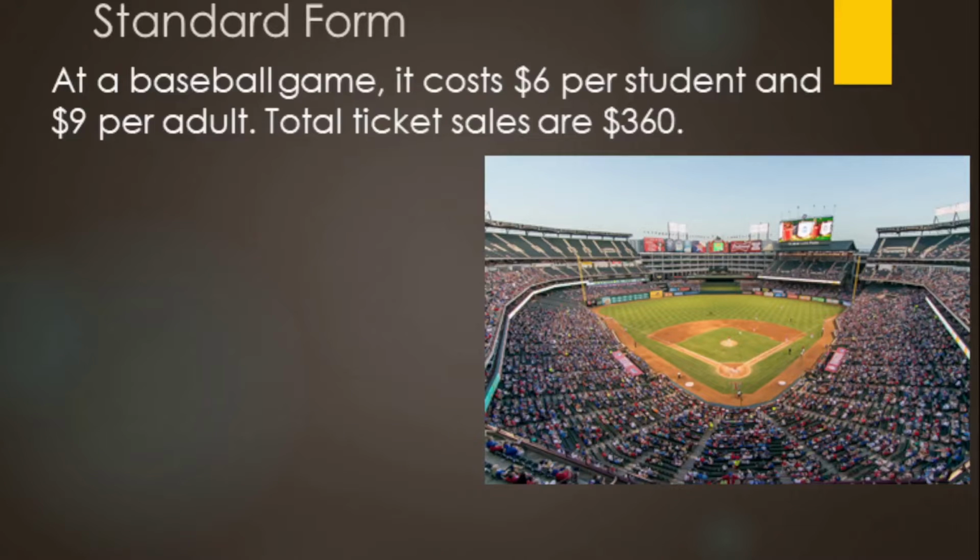In this video here, we are going to be going over standard form. So here's an example that goes with standard form. At a baseball game, it costs $6 per student and $9 per adult. All the ticket sales totaled up were $360.